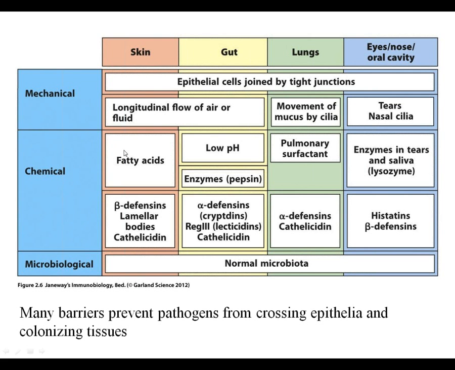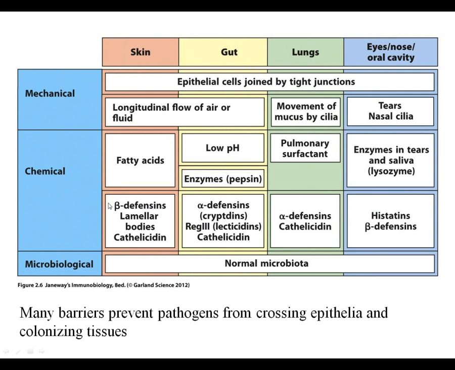Some of them are very simple and maybe not directly cytotoxic to pathogens, like fatty acid layers, a low pH, which would cause direct death of the pathogen, pulmonary surfactants, and enzymes. And then there are antimicrobial enzymes and proteins made by the body, like alpha and beta defensins, cathelicidins, reg-3, and histatins, all things produced by the body to be natural antibiotics, I think of them.